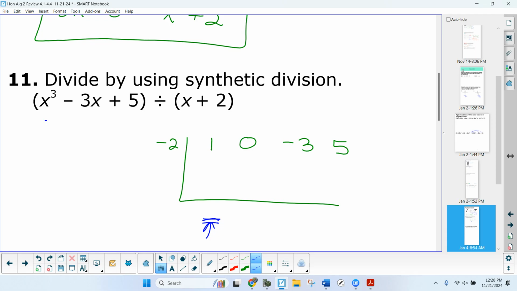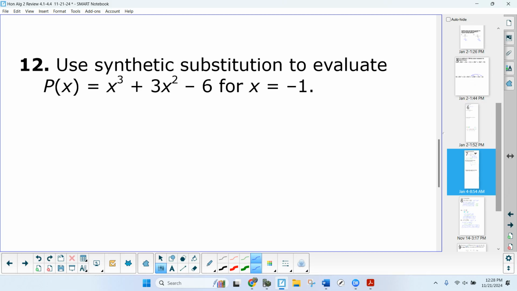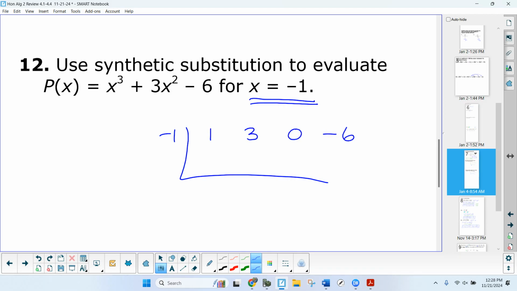Again, all of these answers are nice and pretty on Schoology. And then the last one that I didn't talk about was using synthetic substitution. So when you use synthetic substitution, what do you put outside? It tells you x equals. So what are you putting out here? What are you putting in here? Be careful. 1, 3, 0, negative 6, and then whatever you get there is your answer. You could check it by doing what? Plugging it back in.